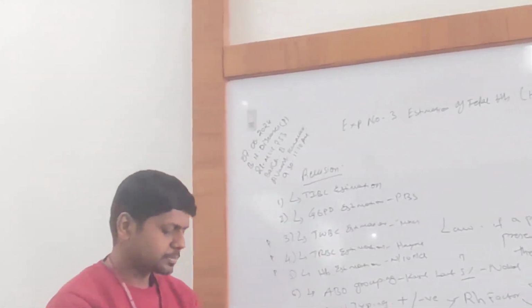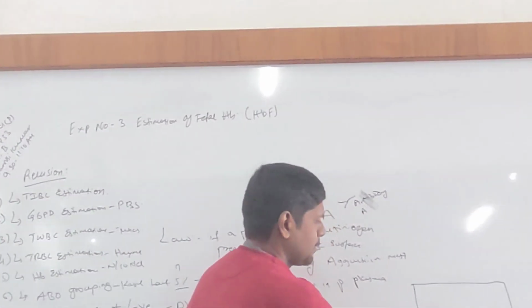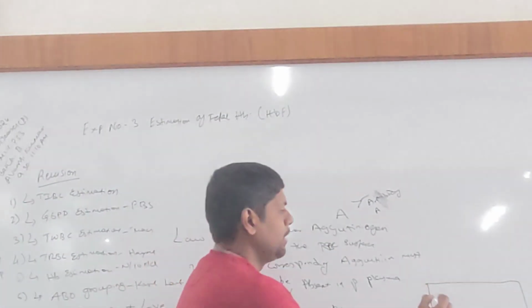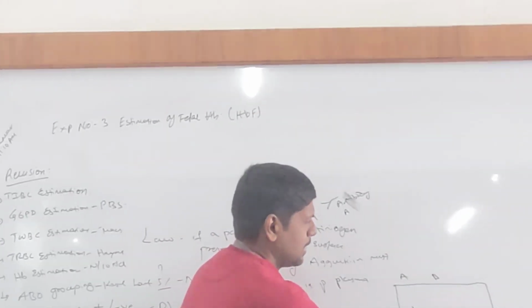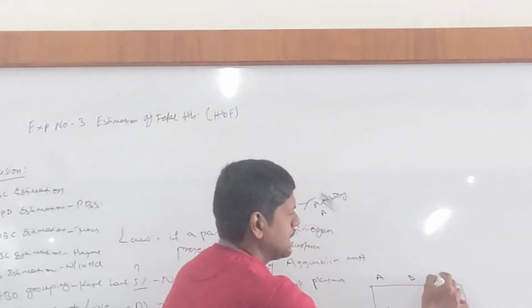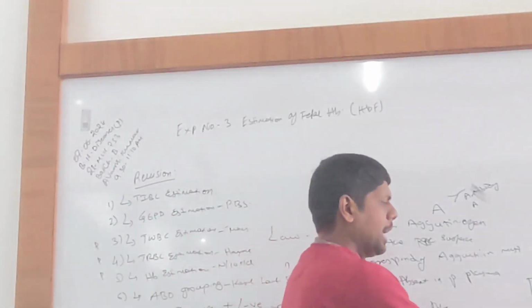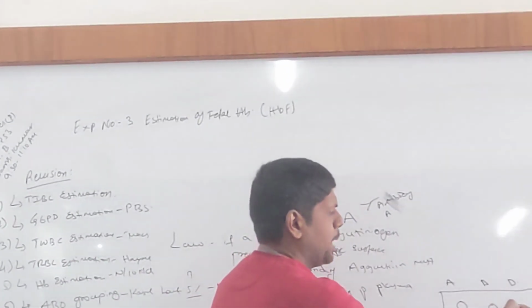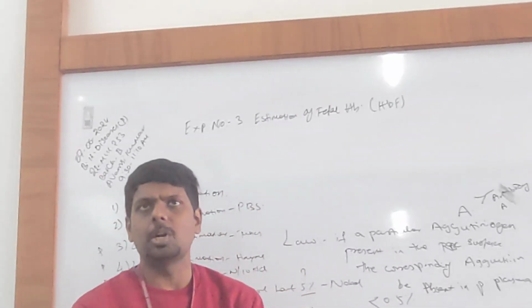So what am I going to do? I will take a glass slide. I will add A antibodies, B antibodies, and D antibodies. Then I add 3 drops of the unknown blood sample.